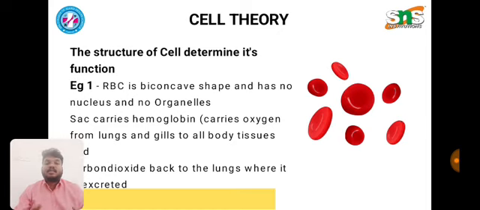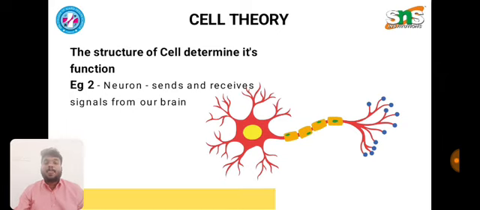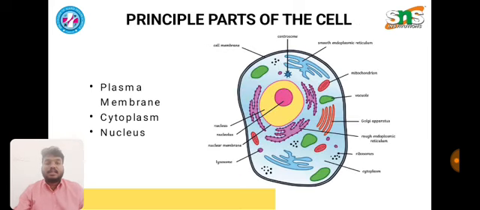So let us see the structures of cell that determine its functions. For example, the RBC, red blood cell, is biconcave in shape and has no nucleus and no organelles. So it carries hemoglobin, which carries oxygen from the lungs and the gills to all parts of the body tissues, and with the help of the lungs it will excrete the carbon dioxide. For example, a neuron sends and receives impulses from our brain, that means signals.